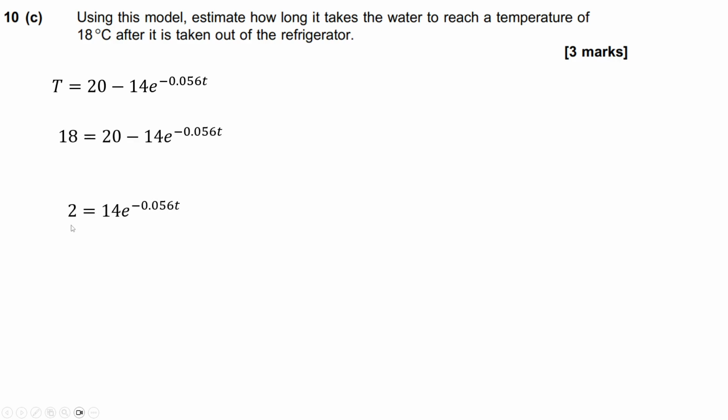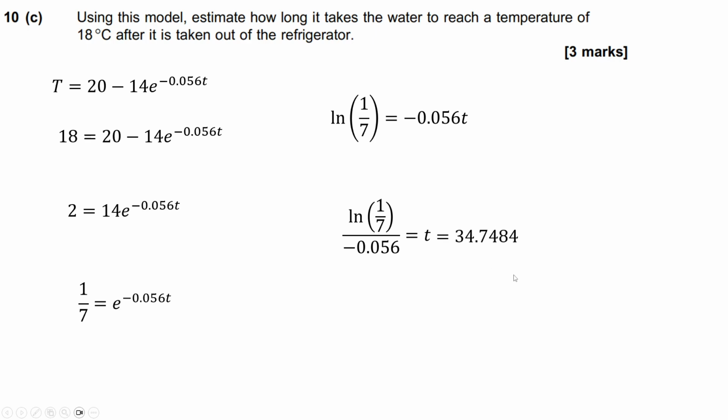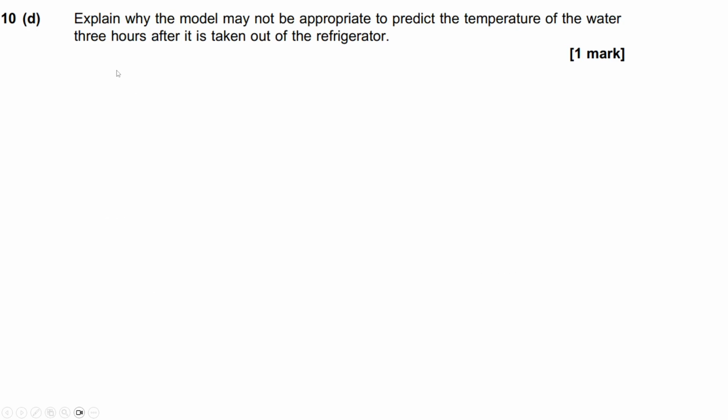Take away 20, so you get -2, and it equals -14e to this, and then multiply by -1 on each side. Divide by 14, 1/7 equals this, natural log of both sides. Divide by -0.056 to get t is this, which is around 35 minutes. You can say 35 minutes and you'd get the answer, right?